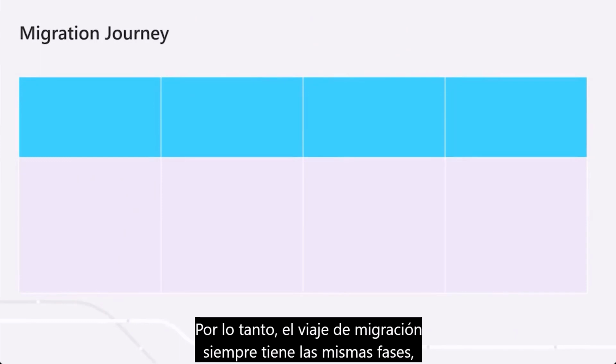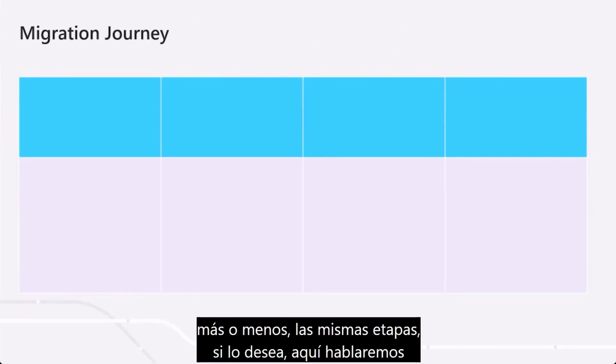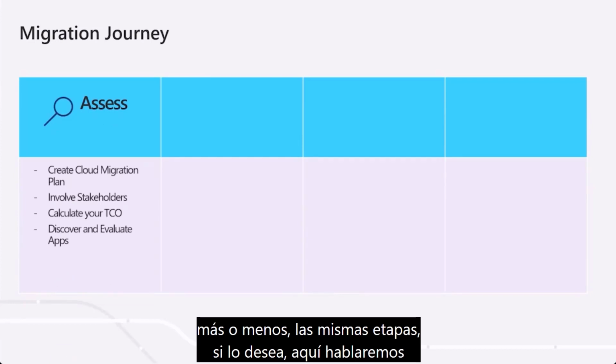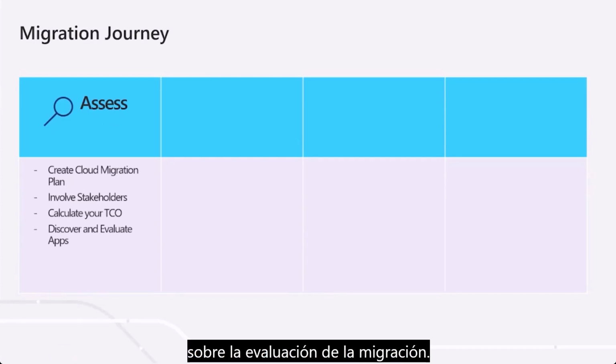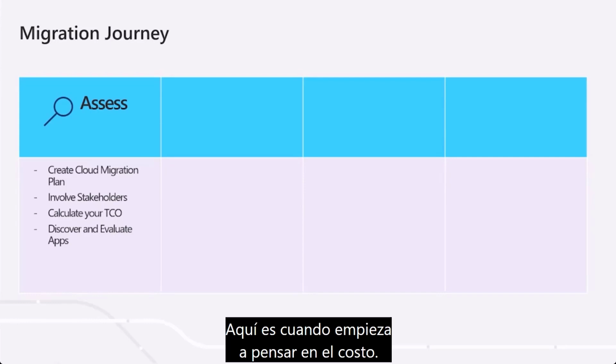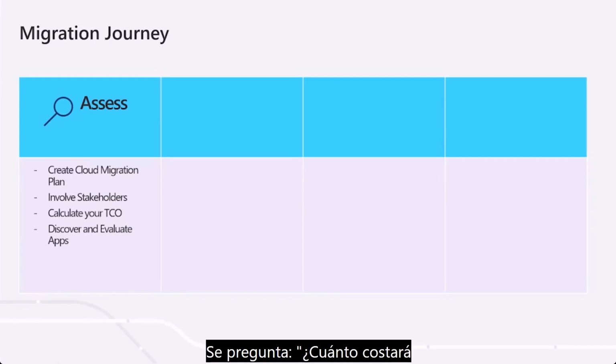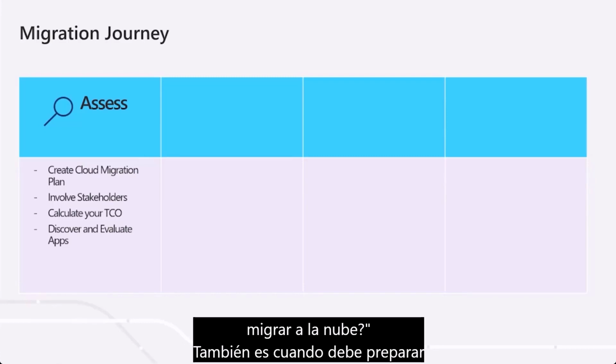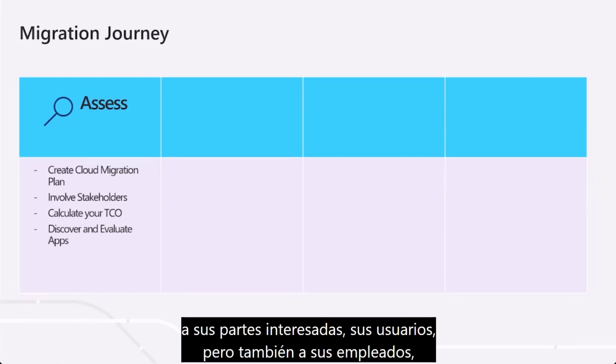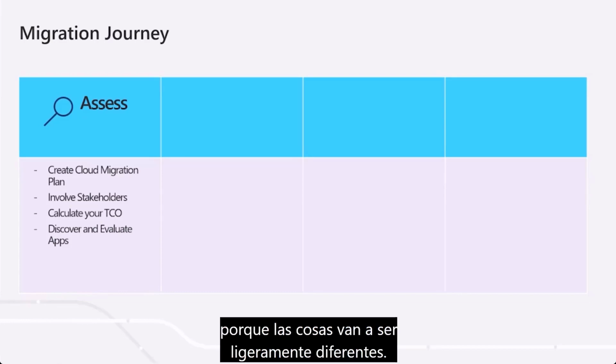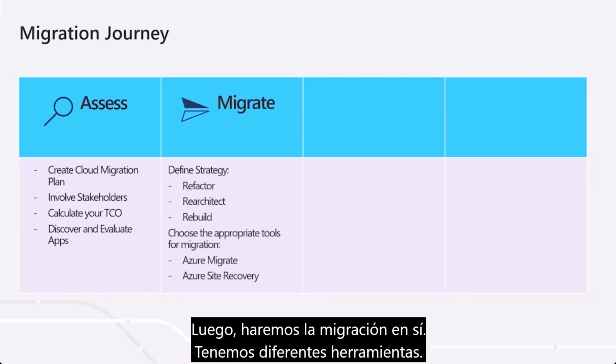So the migration journey always has the same phases, more or less, the same stages, if you will. And in here, we are going to talk about assessing the migration itself. Things like, this is when you start thinking about cost, right? How much is it going to cost for me to migrate to the cloud? This is when you want to prepare also your stakeholders, your users, but also your employees, because things are going to be slightly different.